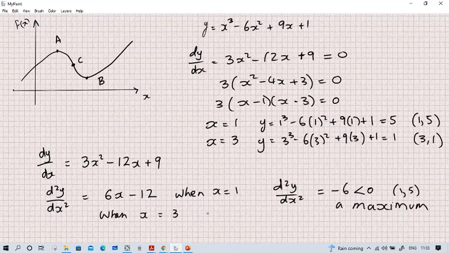We sub in 3. We have the second derivative d2y dx squared when x equals 3 is 18 minus 12, which is positive 6. So we say this is greater than 0. Therefore, the point (3, 1) is a local maximum.